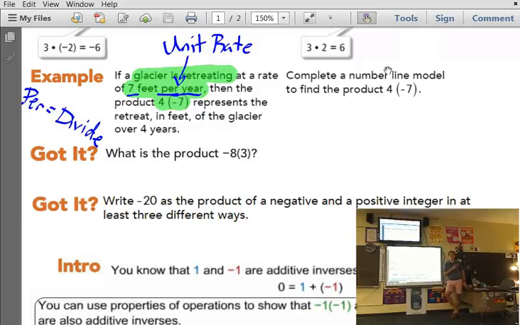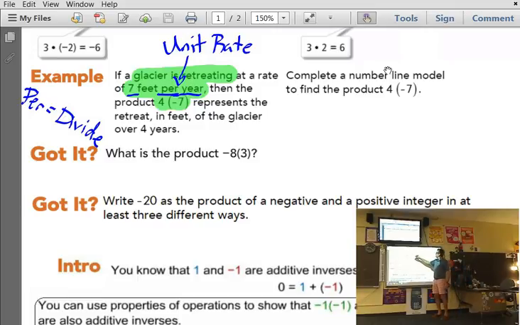They're not just very similar. They're really the same thing. Multiplication and division are really the same thing, because division is just multiplying by less than one. If you multiply by 1/5, you're really dividing by 5. If you're dividing by 5, you're really multiplying by 1/5. They're the same thing. They're just manipulations.